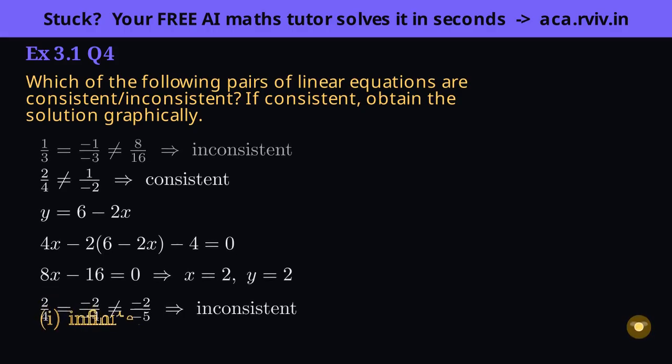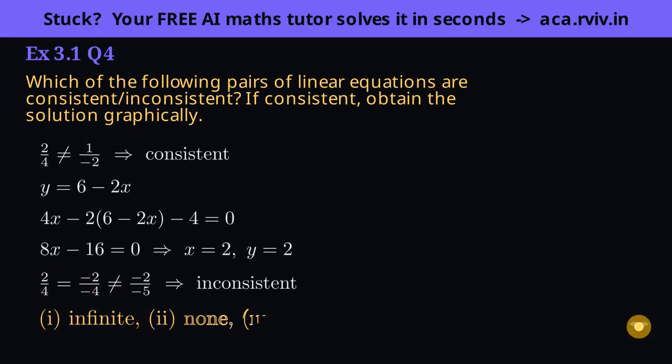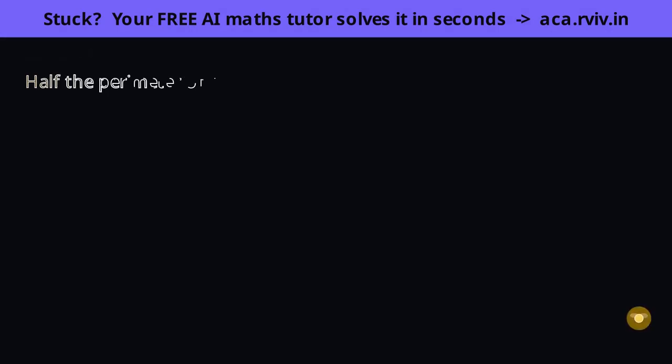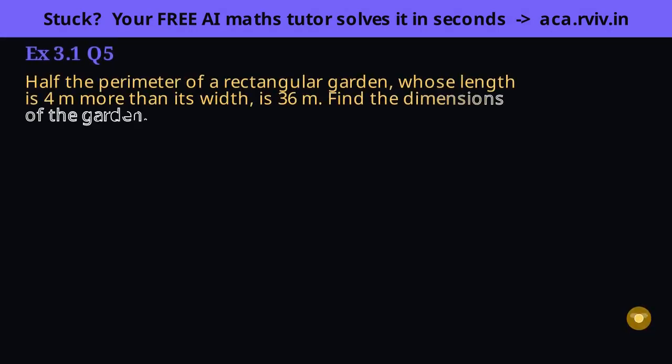Insight, classify before you solve. It saves hunting for a point a parallel pair never had. Half the perimeter is just length plus width. Set up, perimeter is 2 times length plus width, so half the perimeter is simply length plus width.